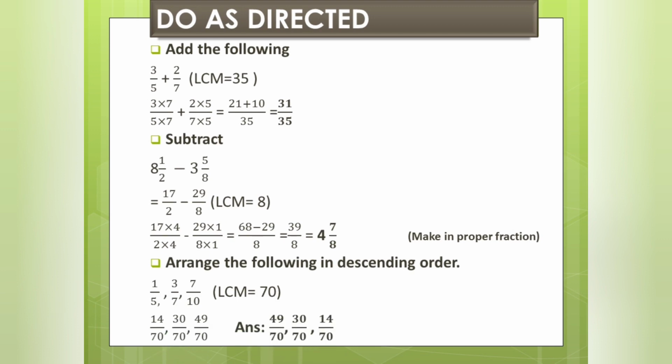Next we are going to solve the sums. First one, addition of fractions. Example, 3 upon 5 plus 2 upon 7. Just see that the denominators are different. So what to do if the denominators are different? We have to find the LCM of the denominators. So just find the LCM of denominators 5 and 7. We'll get the answer 35.